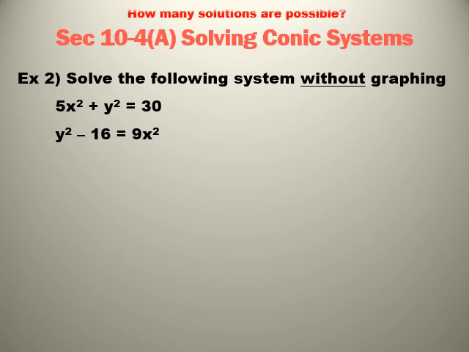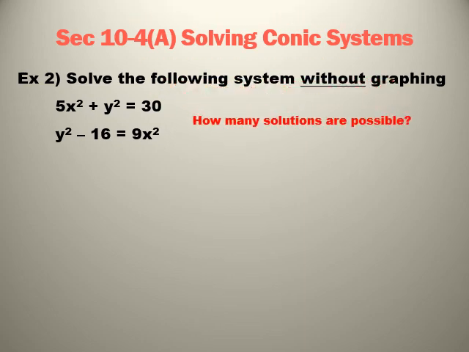All right, example 2. Again, try this without solving. How many solutions are possible here? So what's the first equation going to give us? That looks like an ellipse. And the second equation, if we rearrange it, take the x squared to the left and the 16 to the right, you could probably see that will end up being some sort of hyperbola. So we have a hyperbola and an ellipse, so we know we have a possible 4 solutions here. All right, so solve this using algebra, substitution or elimination.